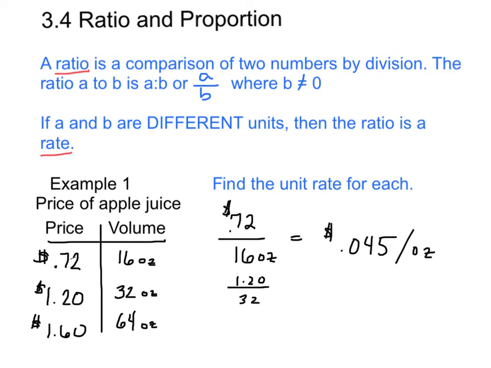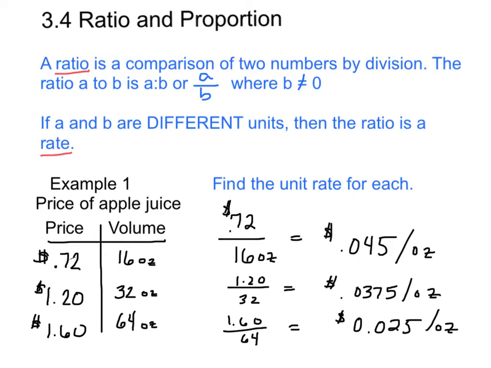$1.20 divided by 32 ounces gives us approximately 3.75 cents per ounce. I'm just leaving them using the dollar sign. I'm leaving them like that. And you can round as well. $1.60 divided by 64 gives us approximately 3 cents, or about 2.5 cents per ounce. So which one's the best deal? The 64-ounce bottle has the lowest rate because that's about 2.5 cents. If you round it up, it'd be approximately 3 cents per ounce.